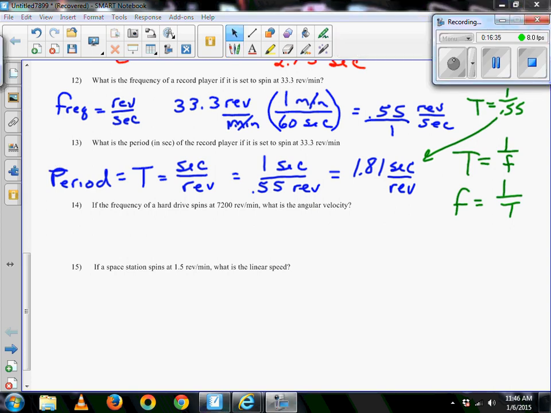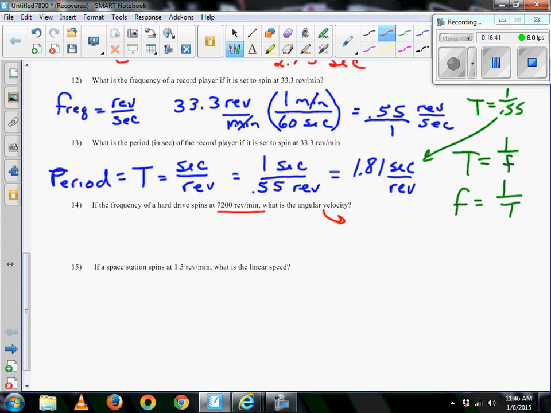On the next one, you're given 7,200 revolutions per minute. To get angular velocity, it's measured in radians per second. So what I'm going to do is I'm going to switch 7,200 revolutions per minute to radians per second. I want you to try that on your own, and then we'll do it together.